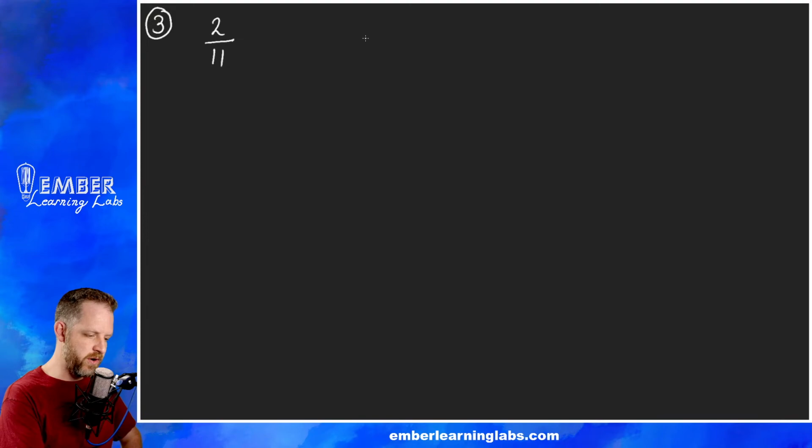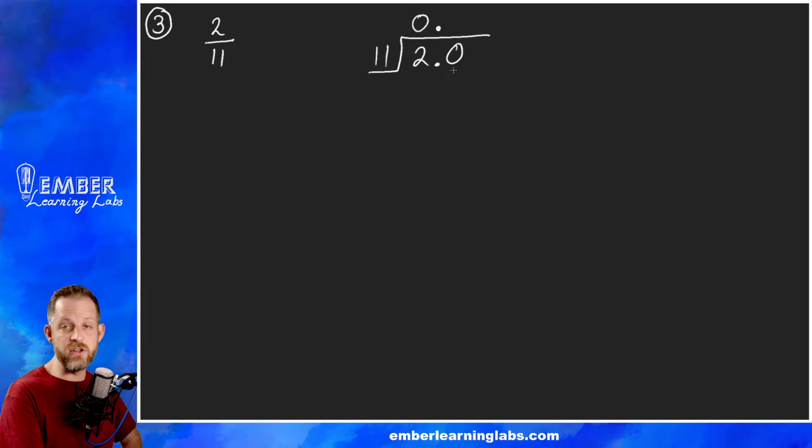So we're going to do the work the same way. 2 over 11, 2 elevenths, right, that fraction. So we're going to put 11 out on the porch. We're going to put 2 in the house with a decimal point and a 0. We're going to float that decimal up right there. 11 goes into 2, 0 times. 11 goes into 20, 1 time.